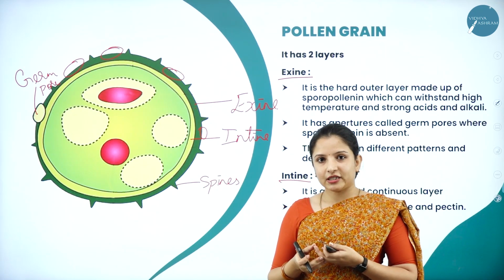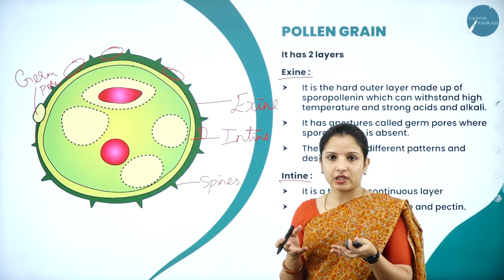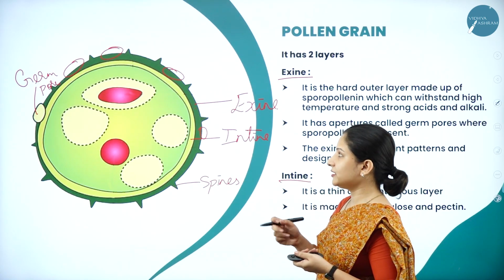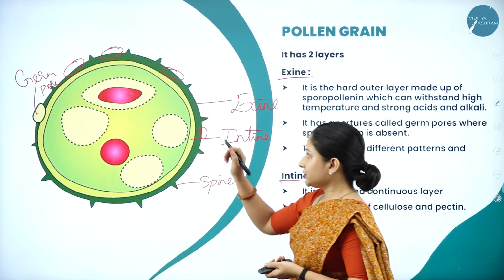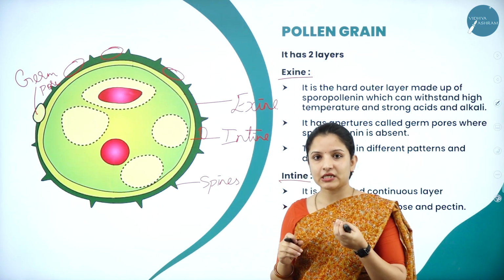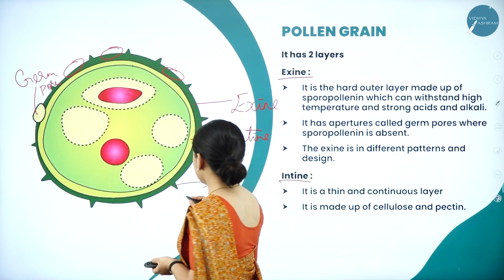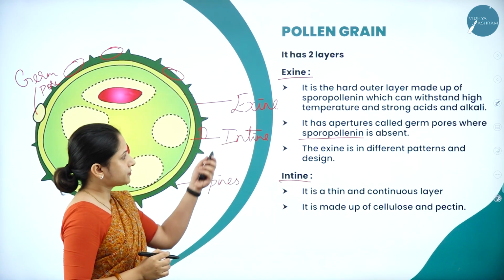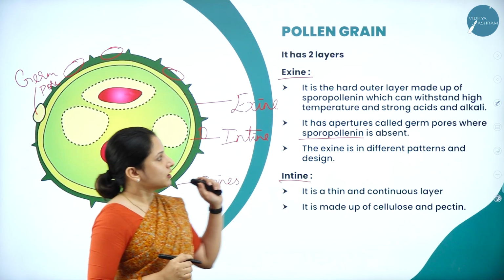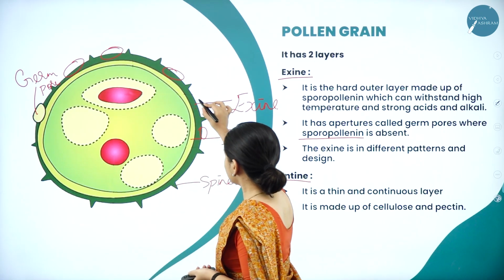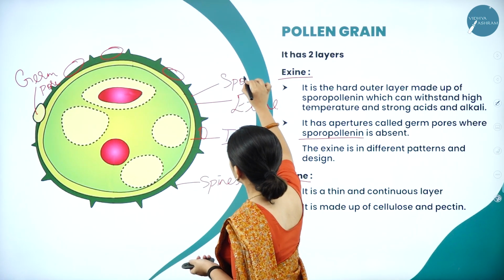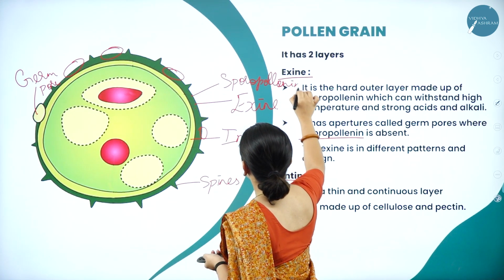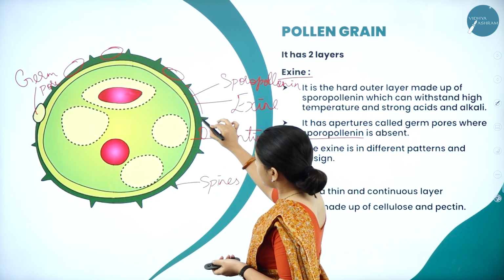So why is the germ pore needed? Because it facilitates easy germination. That is, germination is easy through the germ pore. That is why the germ pore is present. And also not just that, on the exine you have a special material that is present. It is called sporopollenin. So I'll just mark it here. It is called sporopollenin. Throughout the exine you have sporopollenin being present. Sporopollenin is present covering the exine throughout.